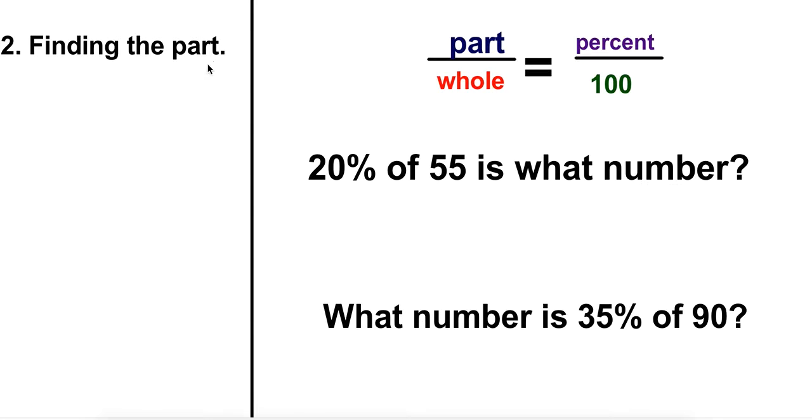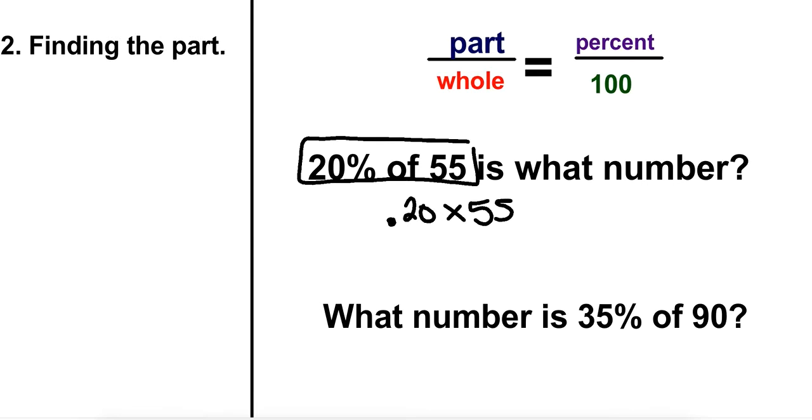All right, finding the part. The part is this. So it might say 20% of 55 is what number? Well, here you go. We've been working with this. 20% of 55. You know how to do that. It's just percent of a number. So what piece of 55 is 20%? 0.2 times 55 gives me 11. So we found the part of it. The part of 55 that's 20% is 11.